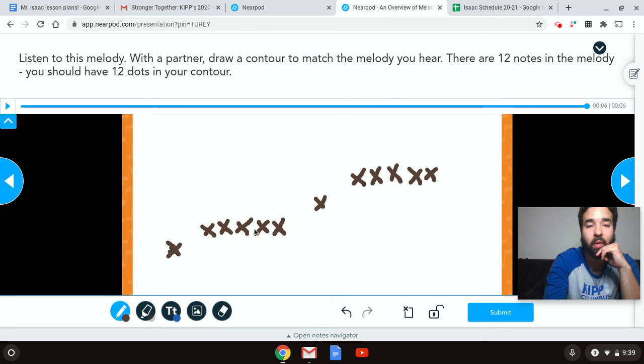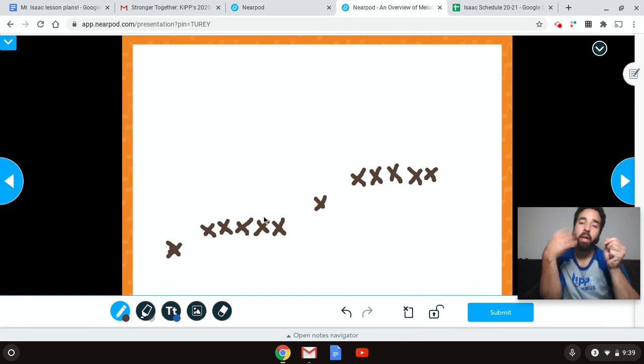1, 2, 3, 4, 5, 6, 7, 8, 9, 10, 11, 12. I have 12, so I must be right. Okay, so if your contour looks something like this, then you are on the right track, my friend.